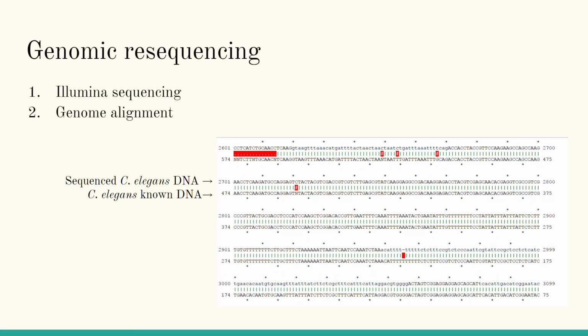So for genomic resequencing, it's pretty straightforward. We'll start by doing an Illumina sequencing of the entire genome and compare it to the known genome sequence of that species. So the picture here you can see is just an example of a single strand comparison between a sequenced C. elegans DNA and known. And you can see the red indicates SNPs or areas where it doesn't match up. You can also see if you do multiple strands, if the person is heterozygous or homozygous as well for certain things.